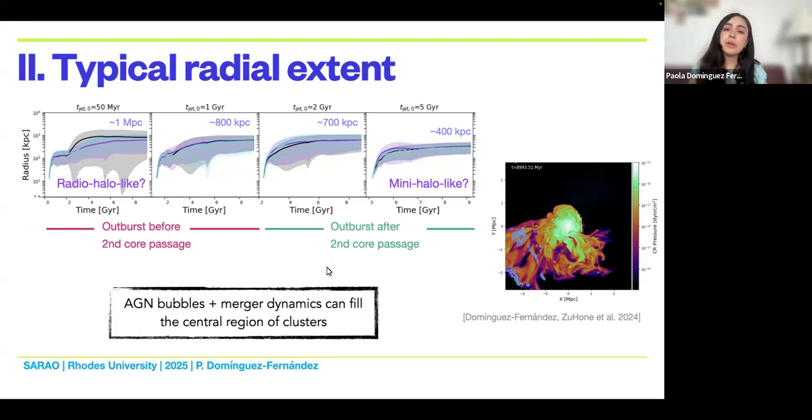And in contrast, if you have an outburst that is happening after the second core passage, the material can stay more confined towards the center, and then it will reach smaller radii of the order of 400 kpc, right? So one cannot help but think, for example, that when you have something that big, you can think of the morphology of a radio halo, right? And when you see something smaller, you can think of a mini halo type of morphology.